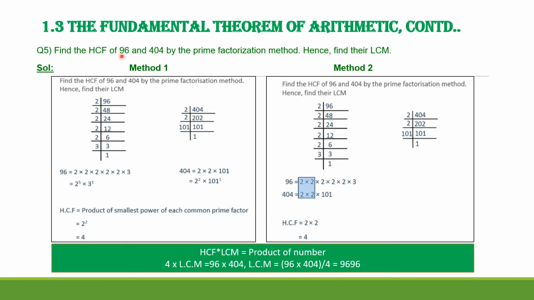Question 5 is almost the same as what we have done in one of the previous slides. So I'm not going into the detail, but here you just need to find the HCF and LCM. The HCF you can find by the two methods, and the LCM you can find with the formula that we have already seen in the previous examples. So let's move to another slide.